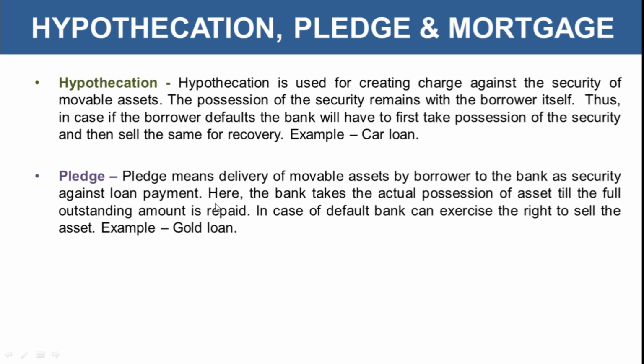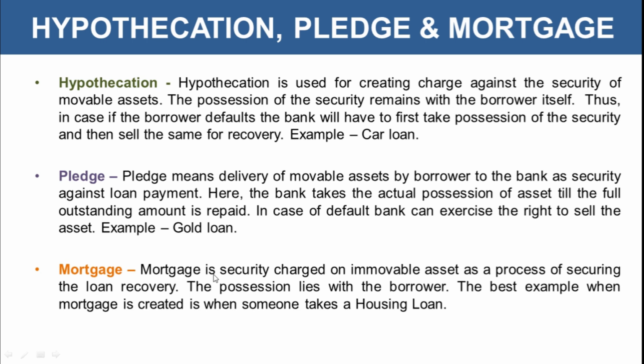You are giving the possession to the bank till the outstanding amount is repaid, till you have paid all of your EMIs. The owner of your movable asset would be the bank, and once you have paid all the amount, you can take the possession back. In case of default, the bank can exercise the right to sell the asset without taking your permission, because you have already pledged that asset. The best example here is a gold loan, because whenever you take a gold loan, you are pledging gold and taking a loan against it. So gold possession lies with the bank itself.